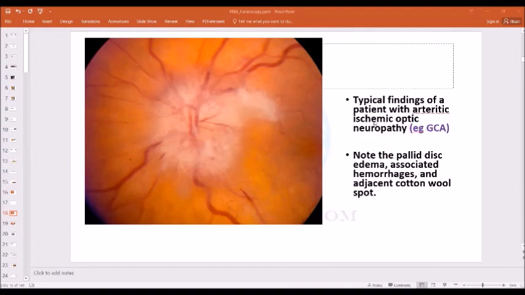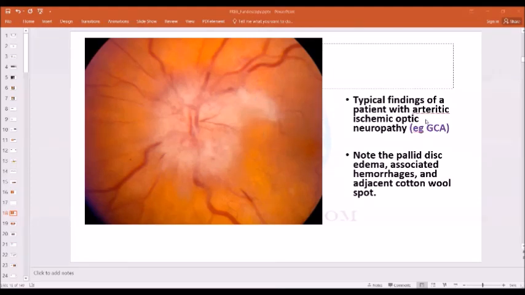The arteritic ischemic optic neuropathy. The disc is pallid. Pallid means pale, white. And the disc is edematous. For that, you are not seeing many vessels here. Associated with hemorrhage, small red areas are there, and adjacent white areas, these are termed cotton wool spots. You know in the meantime about cotton wool spots. So this is actually an edematous disc with a white diffuse border. It is more suggestive of arteritic ischemic optic neuropathy, especially in elderly people. We may expect that in giant cell arteritis, we may see a fundoscopic picture like this.